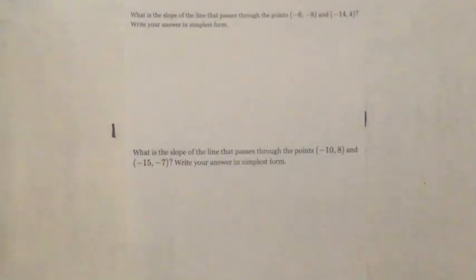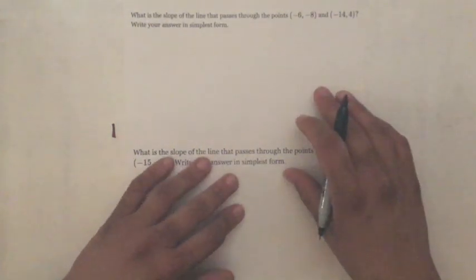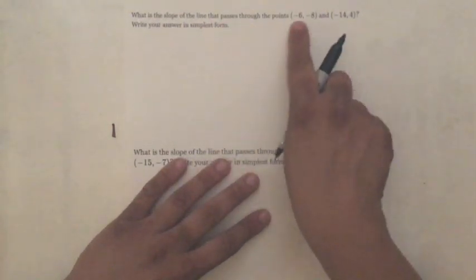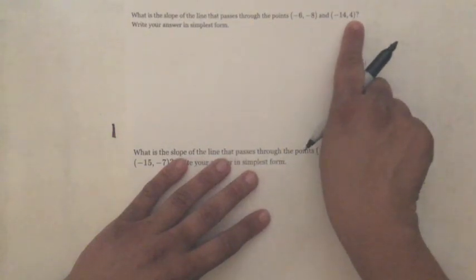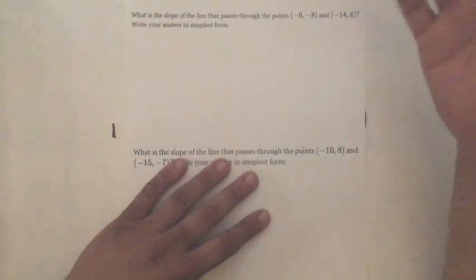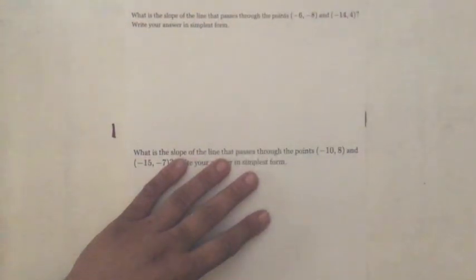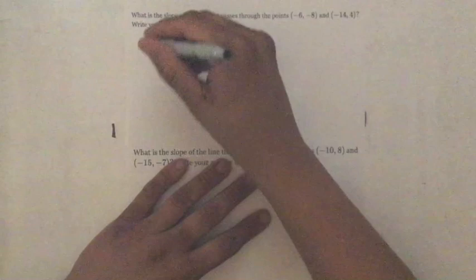Okay, now let's try some examples here on some Delta Math examples. So it says, what is the slope of the line that passes through negative 6, negative 8, and negative 14, 4? Write your answer in the simplest form, and that means reduce the fraction like we did in the example and in the notes. So we're going to reduce the fraction.